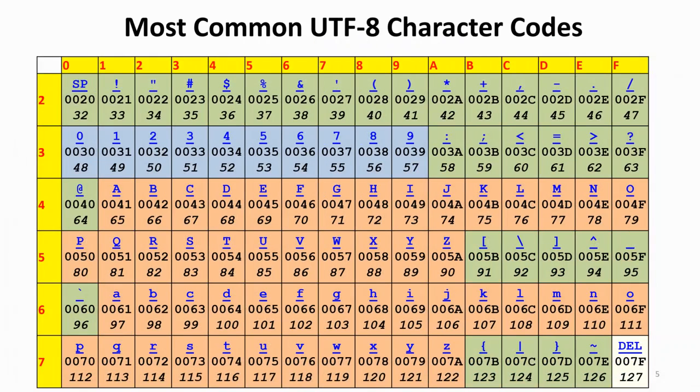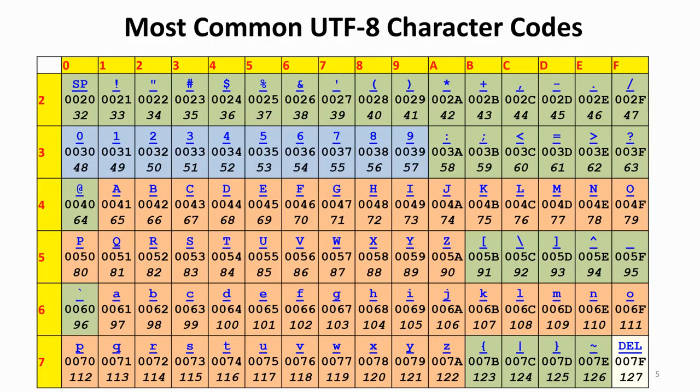This table shows the most common characters in the first 127 codes in UTF-8. Notice that this table has 16 columns and 6 rows. The row index starts at 2 because the first 2 rows of this table, with the index of 0 and 1, are special non-printable characters, which I will talk about later.